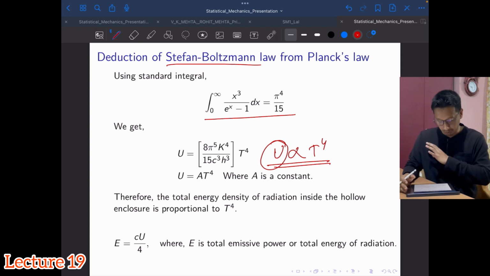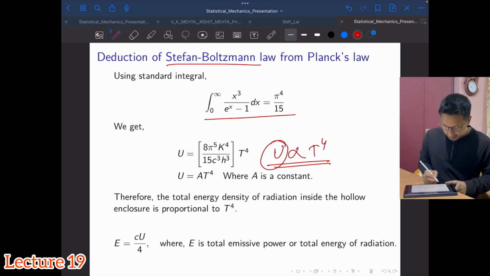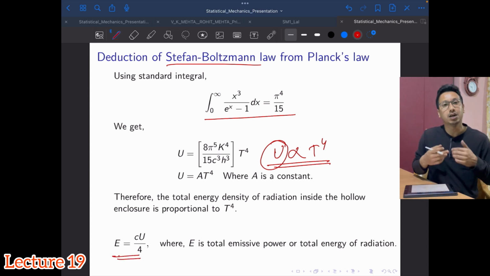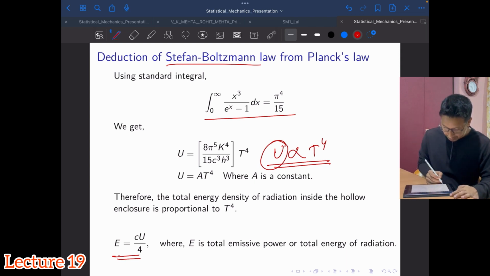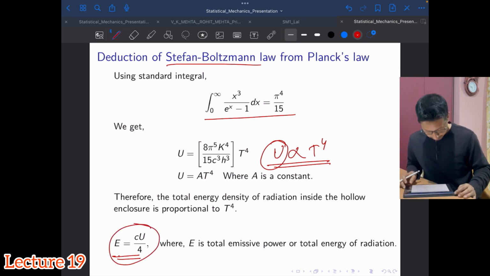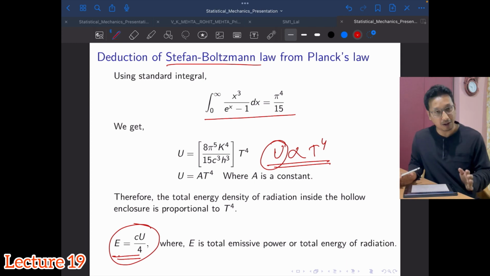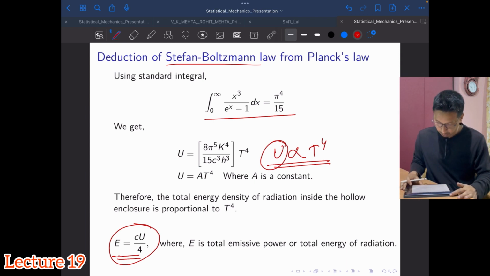So there is a relation which we did not discuss at that point of time, but for the time being, just accept this: E is the emissive power of the black body, or the total energy of radiation that is emitted, which is related to this total energy density. So E is equal to c U by 4, where c is the speed of radiation. This is the relation which holds between the total emissive power and the total energy density present in the enclosure.